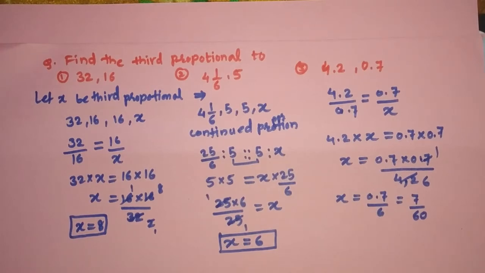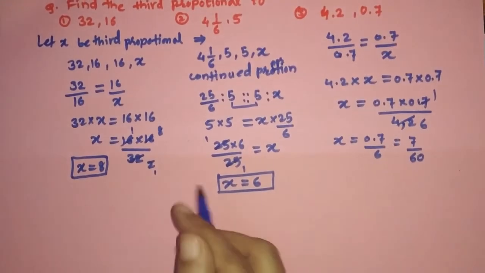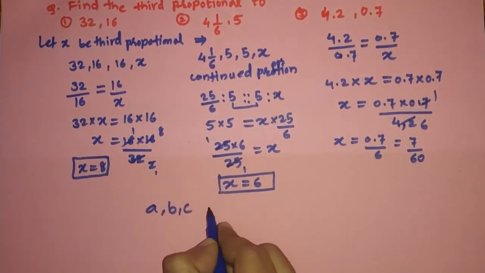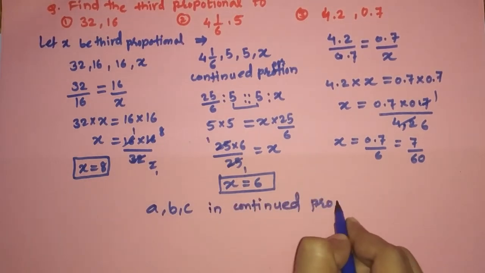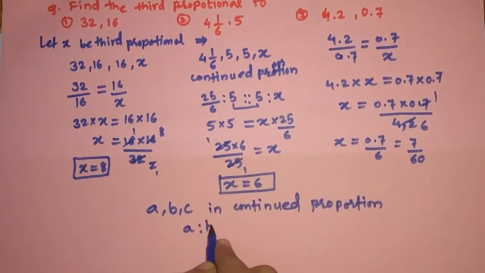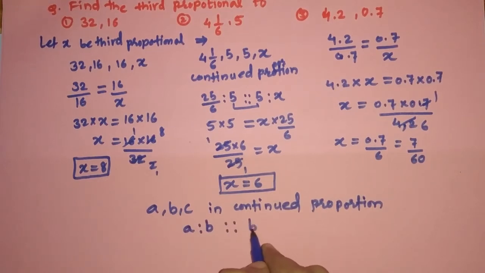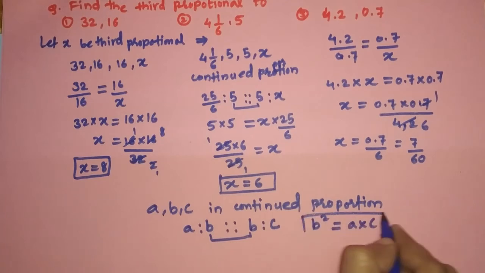We know that, friends, continued proportions are there where you can say that product of means is equal to product of extremes. And friends, let me once again remind you that suppose three numbers are there, a, b, c, they are said to be in continued proportion, as we have seen already in our previous video. But then also you can see here a, b, c are in continued proportion such that ratio of a is to b as ratio of b is to c. So you can take here b square is equal to a into c. So you can write down like this.